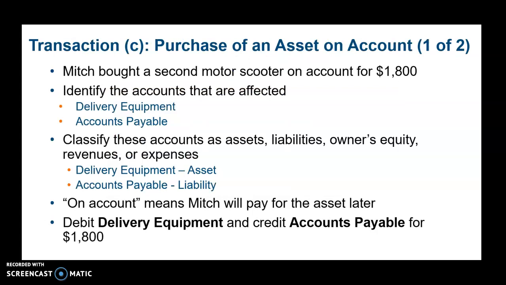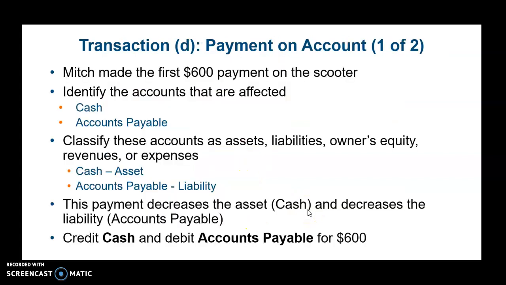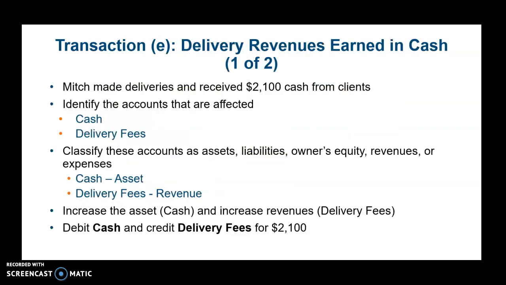As we look for purchasing an asset, this is a lot like the delivery equipment we just did. If you purchase an asset on account, though, you're going to use accounts payable as a liability. And as you can see, delivery equipment was increased by $1,800. So now we have $6,800. And we put 18 over here. Now we have $6,800. So as we go through, there's payments on account.